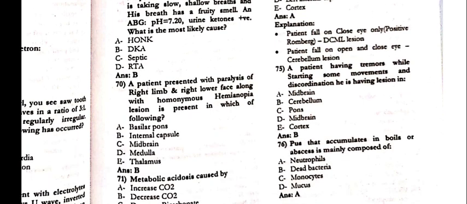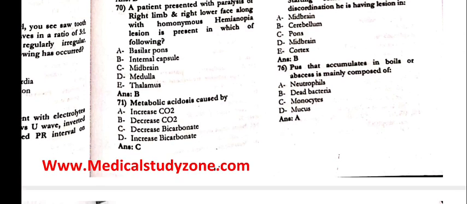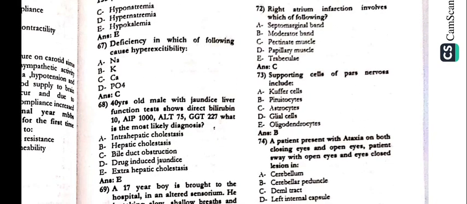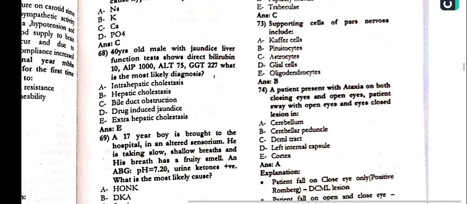70, the patient presented with palsies of the right limb and the right lower face along with homonymous hemianopia. The lesion is in the internal capsule. Metabolic acidosis is caused by a decrease in bicarbonate. Next, right atrium infarction involves which of the following? There is the pectinate muscle. Supporting cells of the pars nervosa include the pituicytes.